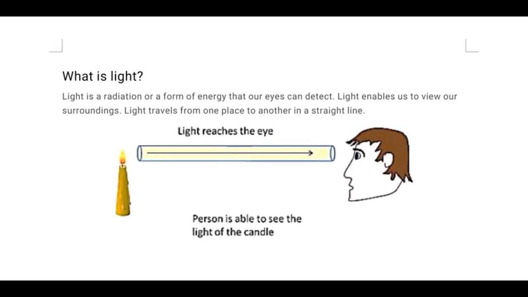In the earlier class, we discussed the unit Light through a PowerPoint presentation, and today I am going to explain the content which is present in the book.